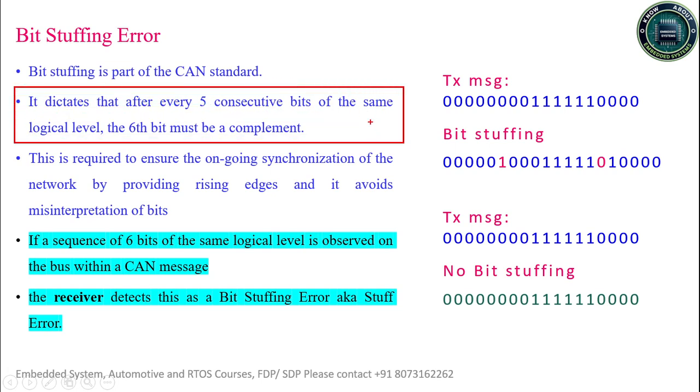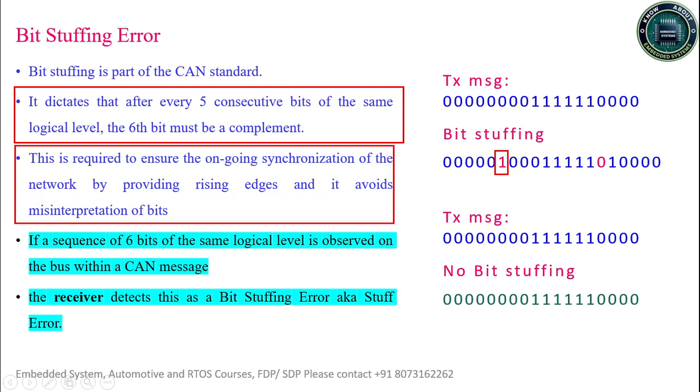That means whenever you're transmitting 5 consecutive ones or 5 consecutive zeros, the sixth bit is going to be the complement of that. You can see here, this is called a stuffed bit. So why is this required? This is required to keep all the nodes in a properly synchronized way, and it also avoids the misinterpretation of data. So for these two major reasons, we use bit stuffing in our CAN protocol.